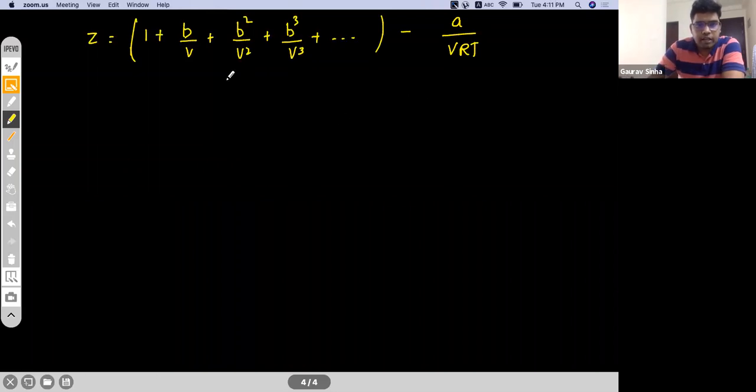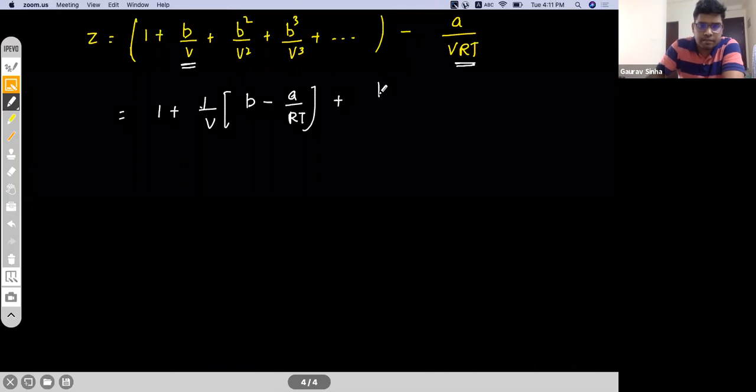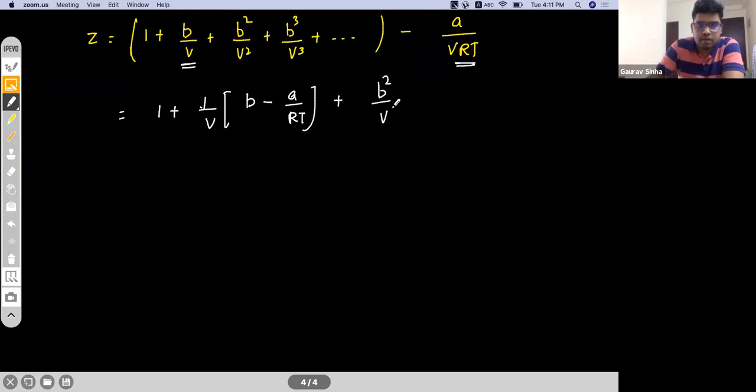Okay, now you see, if I take 1 by V common from these two terms, the expression becomes 1 plus 1 by V, I'll take common, b minus a by RT, plus b square by V square, b cube by V cube, and so on it goes. We are just simplifying it.